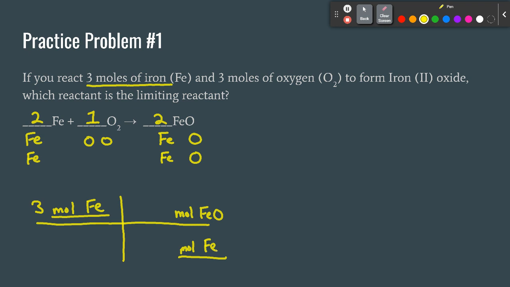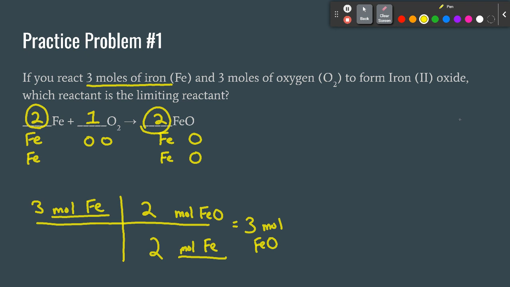Now we use our mole ratio from our balanced chemical reaction to determine how many moles of iron 2 oxide are formed. So I have 2 as my coefficient for iron 2 oxide, and my iron coefficient is a 2 as well. So then I'll do 3 times 2 divided by 2, which gives me 3 moles of FeO.